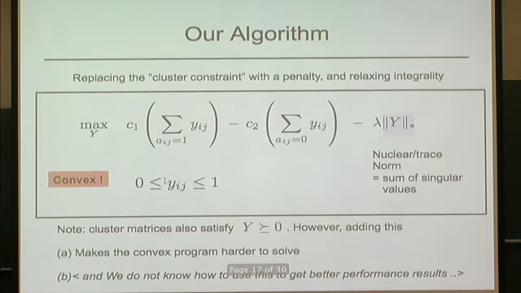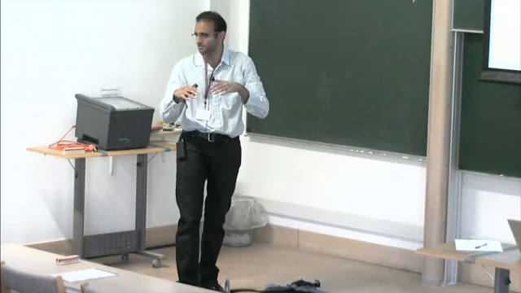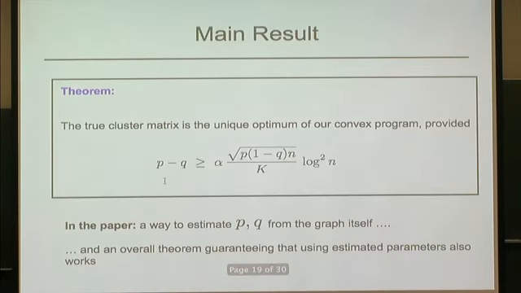Okay. And we can get that just from the fact that the two quantities should balance each other on average. So here's our theorem, and it says that our program succeeds the moment the difference P minus Q is bigger than some universal constant alpha that depends on nothing else times the square root of P(1 minus Q) n divided by K, and log square n.